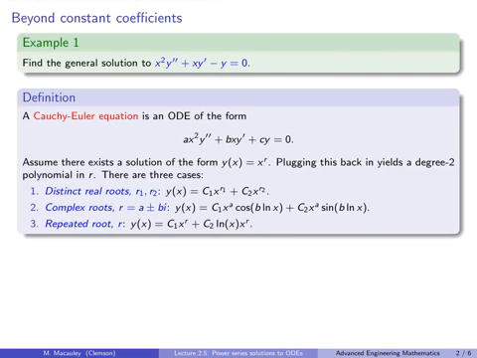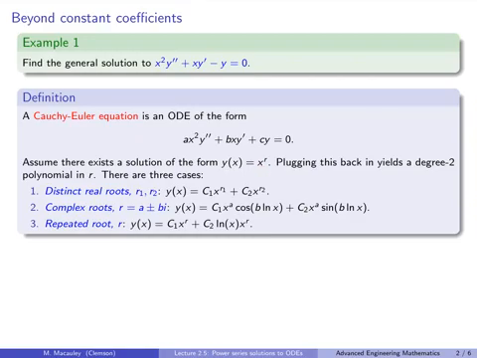Here's the definition. A Cauchy-Euler equation is an ODE of the following form: a x squared y double prime plus b x y prime plus cy equals 0. So for all of these, as above, we assume that there is a solution of the form y of x equals x to the r.